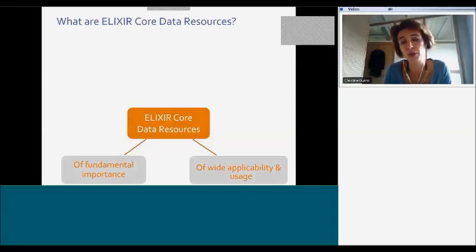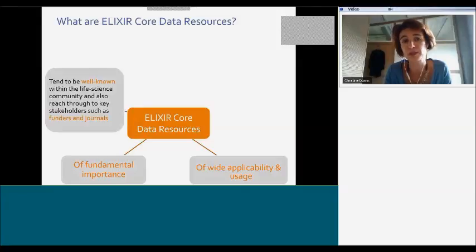On top of these two characteristics, there are other things that point towards the concept of core data resources. They're very well known in the life science community. Funders and journals, for example, often refer to these resources. If you publish with Nature, they point to certain repositories as being the place to deposit data. So these core resources are key in the different aspects of the life science community.